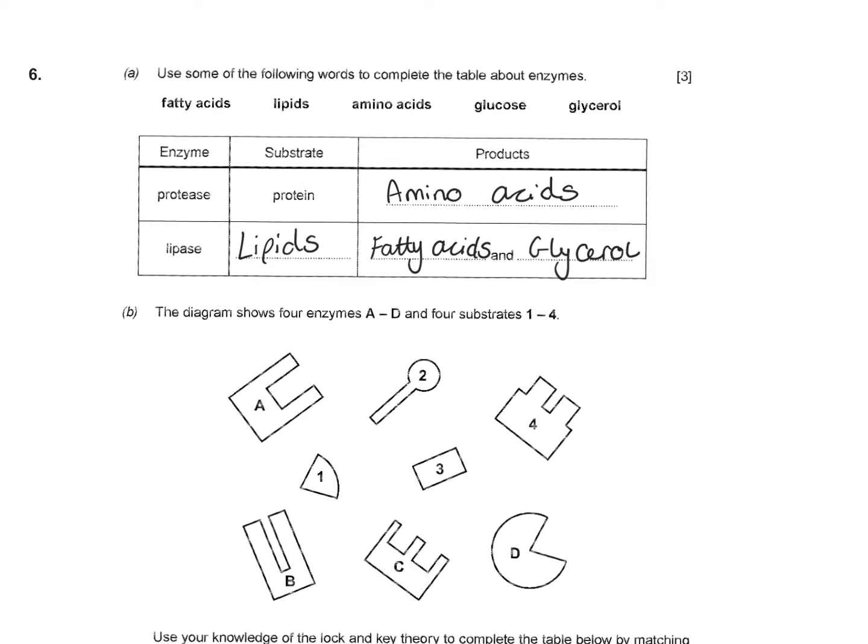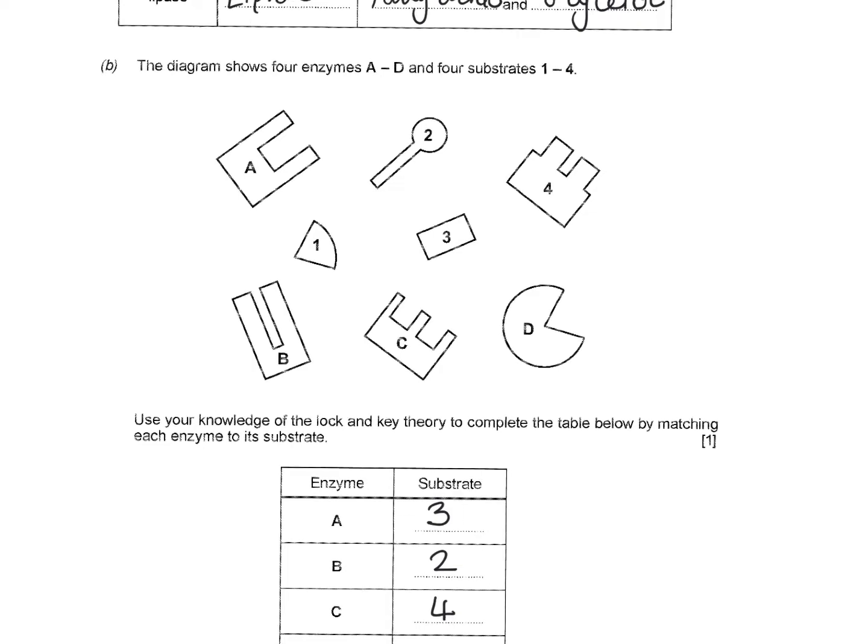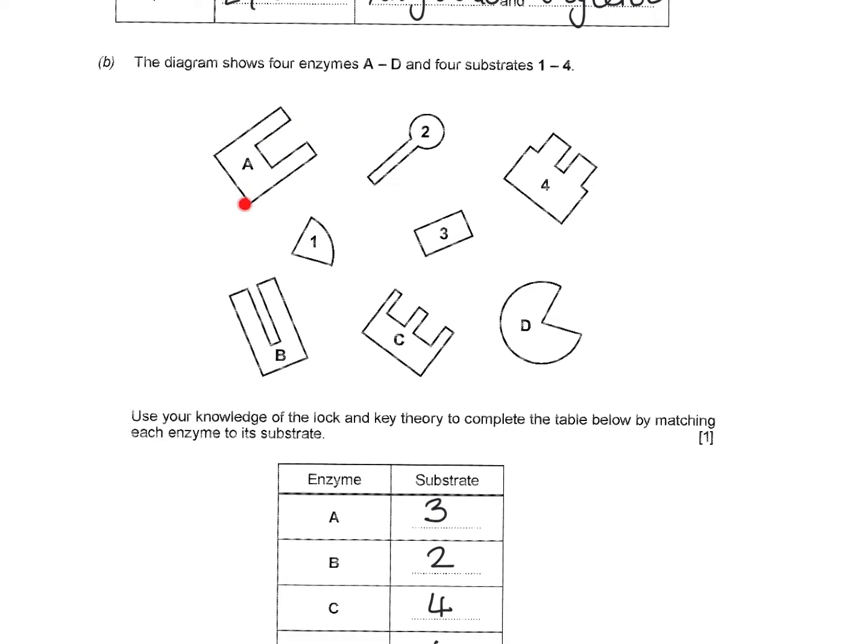So a couple of quite easy recall questions. They even gave you the answers at the top. So protease, protein is amino acids. Lipids is fatty acids and glycerol. Then you kind of had to match up the enzymes, A, to which of these substrates it would break down. So A would be 3 because 3 would fit in the active site. B then would be 2 because it fits in the active site. D 1, and then C 4 because they fit in the active site.